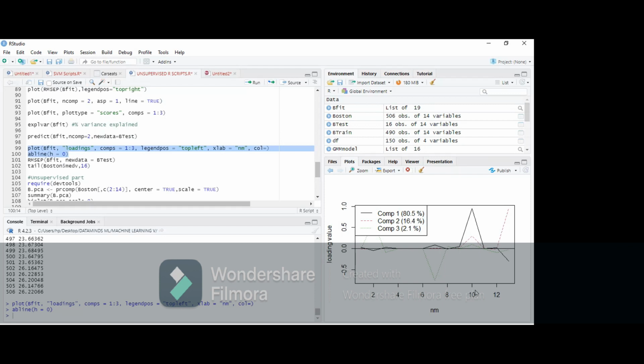In component 3, we can see the 7th variable, which is not age, it is the proportion of owner-occupied units built prior to 1940. And you can see that it has a negative impact on the median value of owner-occupied homes. So that is that. Then let's look at our root mean square plots.